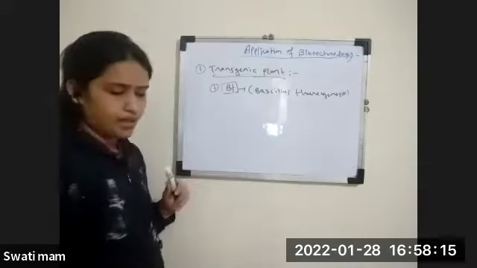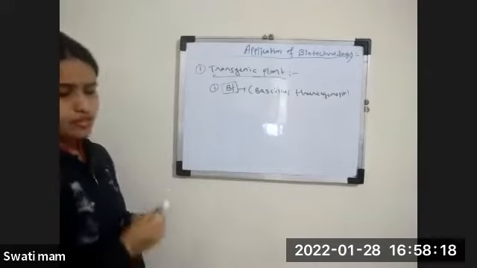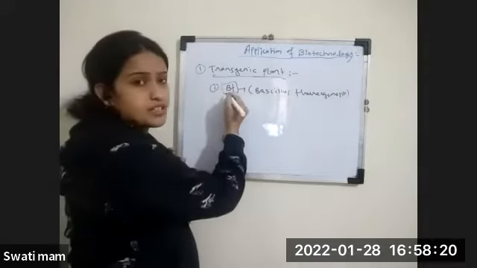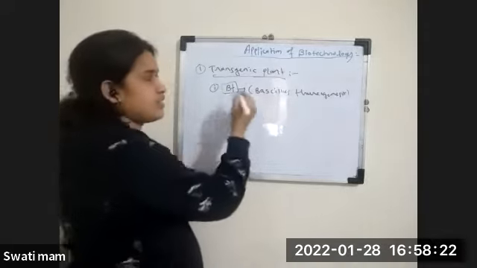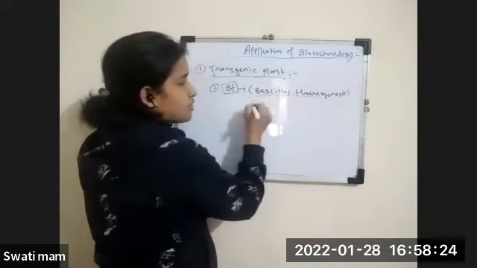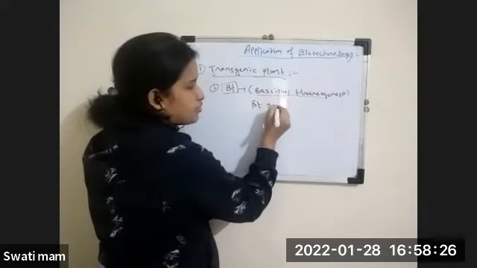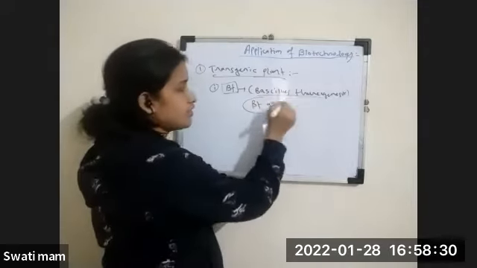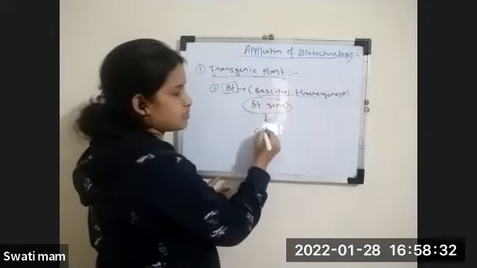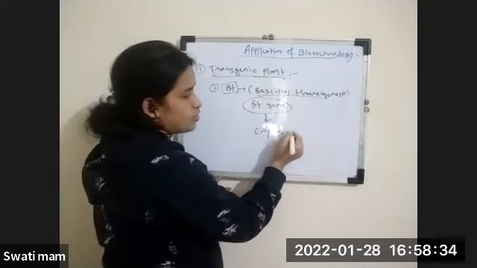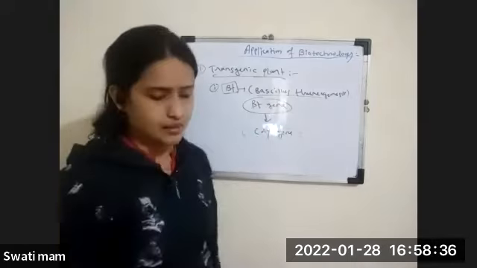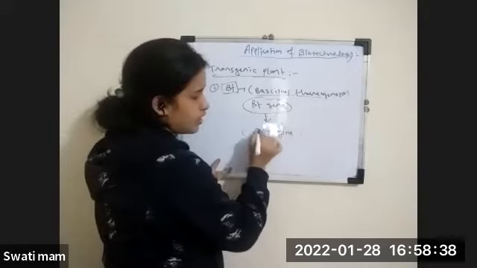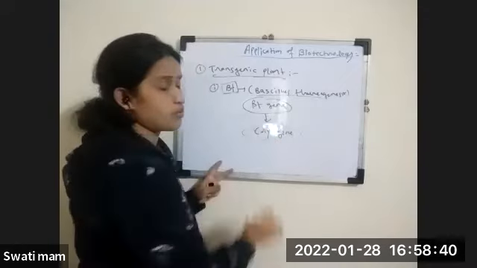So what is the mechanism of that? See, BT, that is Bacillus thuringiensis, has the presence of the BT gene, and within that BT gene there is a presence of the cry gene or cry protein.